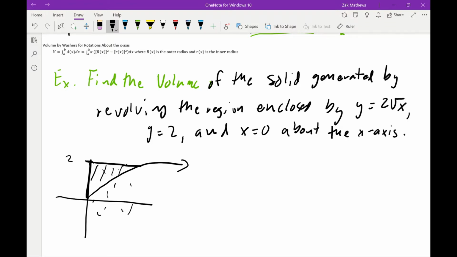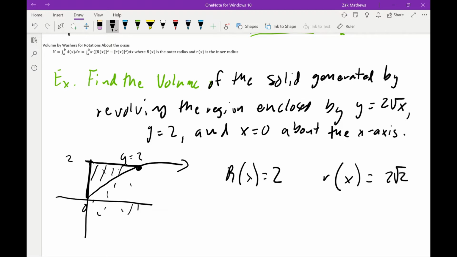Okay. So let us think about which of our radius will be the outer and which will be the inner. Well, clearly the one further away is the y is equal to 2. That will be the larger, or the outer radius. The inner will be equal to the 2 square root of x. We also need to figure out our limits of integration. We're going from where to where. So we know we're starting at 0 very clearly, but where are we finishing? We're finishing at where these two things meet.